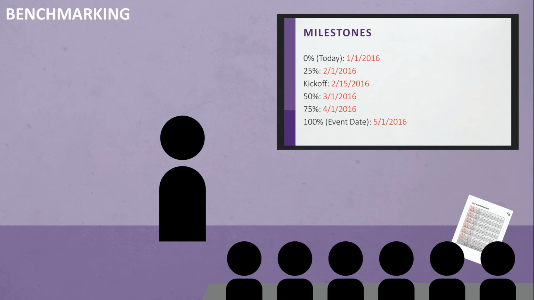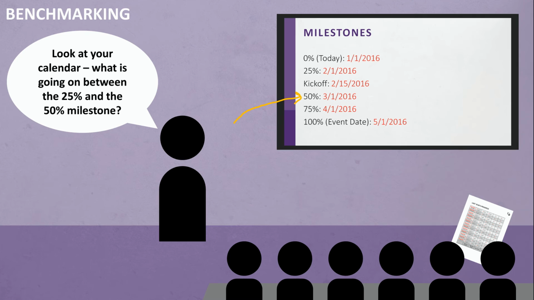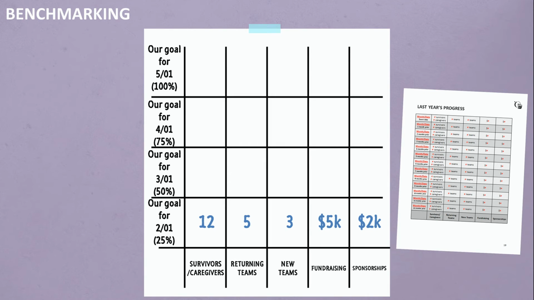Now that the 25% milestones are done, let's do the 50%. Point out the 50% milestone date. Ask, look at your calendar. What is going on between the 25% and the 50% milestones? Again, consider those opportunities and barriers during that time period.